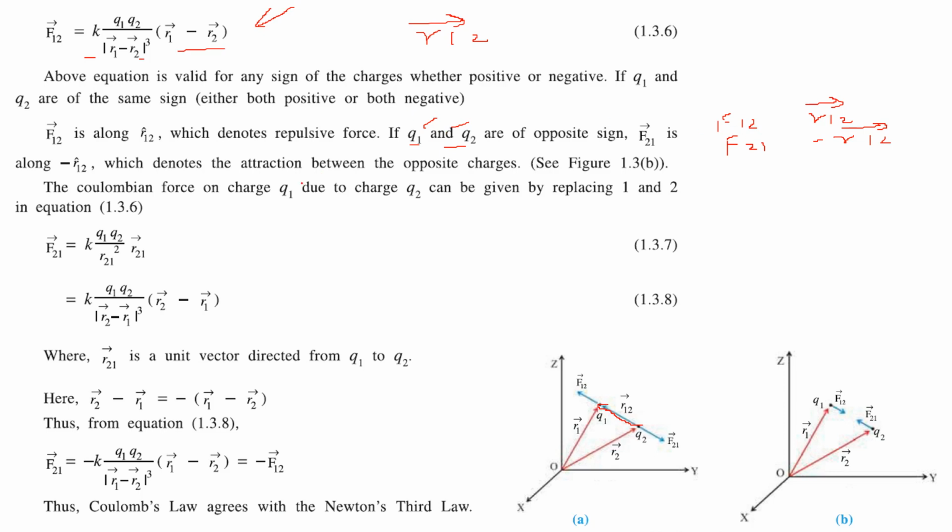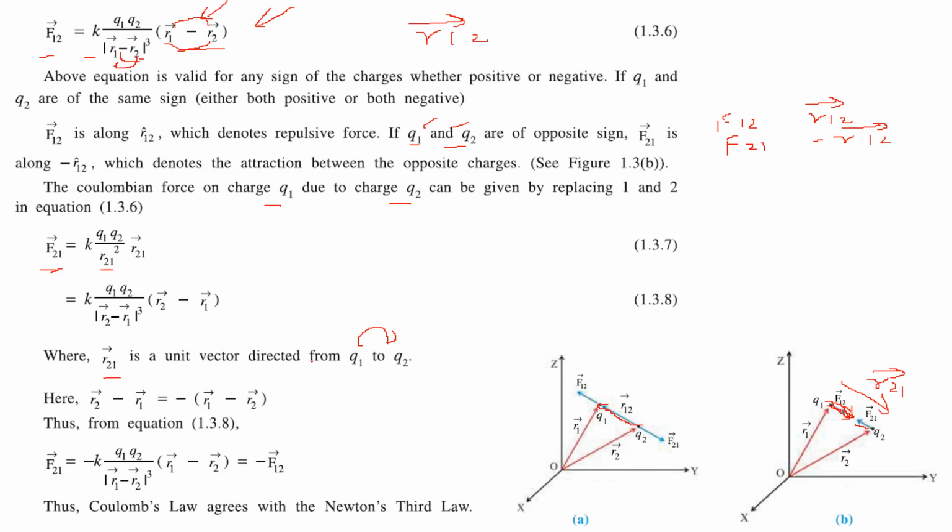So the Coulombian force on charge Q1 due to Q2 can always be replaced. You can say F21 will be what? This will be simply R21. Previously we took F12, here we took F21. And the same expression will become, this R2 comes here and this R1 comes here, so R1 and R2 will exchange places. Now this R21 will not be from Q2 to Q1, but from Q1 to Q2. So F12 was on this side, F21 was on this side, and now F21 will be along this vector, which is actually R21.